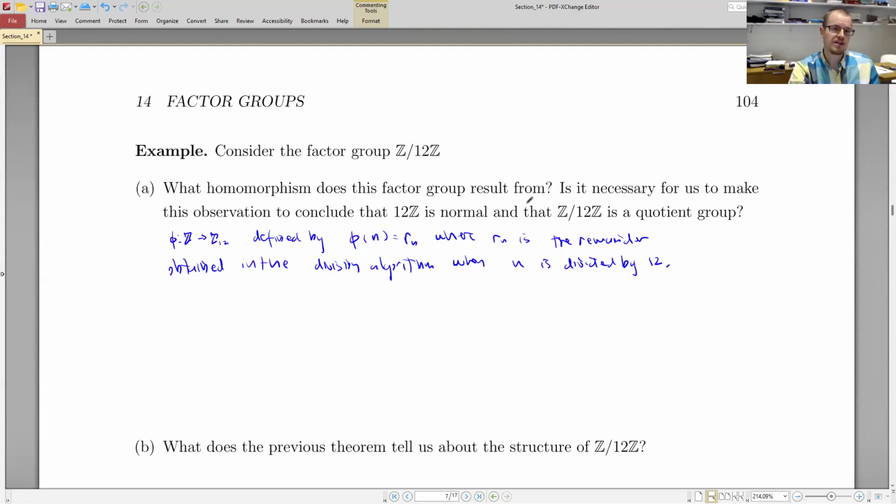Is it necessary for us to make this observation to conclude that 12Z is normal and that Z mod 12Z is a quotient group? Well, no, it's not actually necessary. So it's nice if we can observe that a set like 12Z is a kernel of a homomorphism, then we know that it is normal. And that's wonderful, because then we can take Z mod 12Z or G mod H, whatever it happens to be, and conclude that it does form a group, a quotient group.